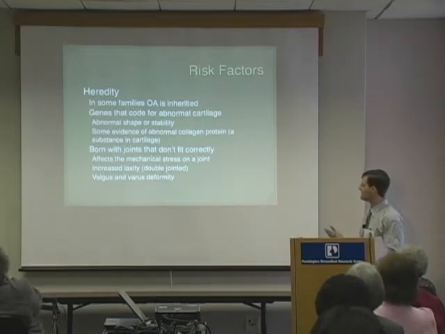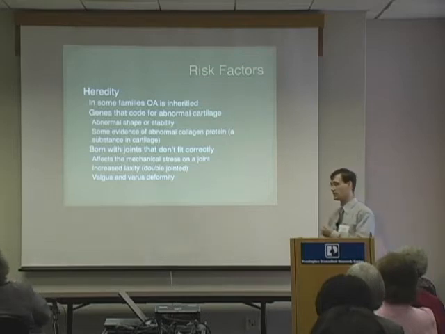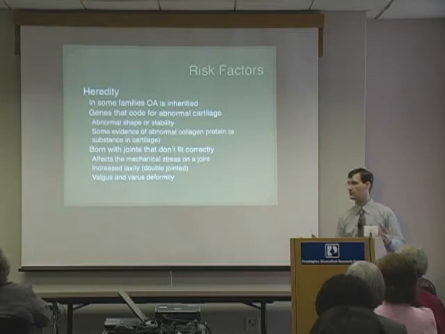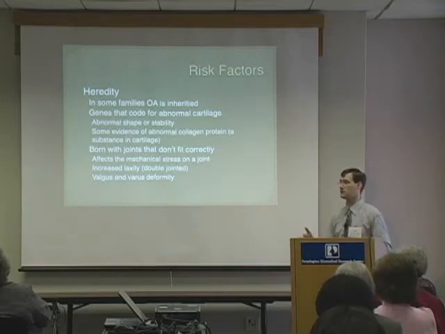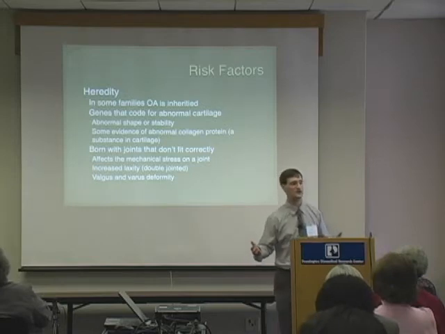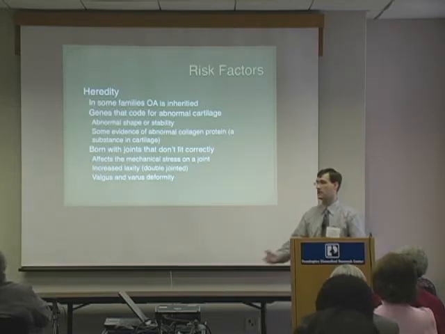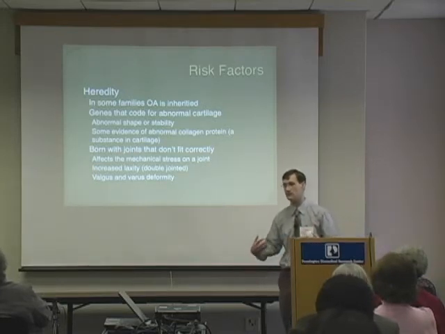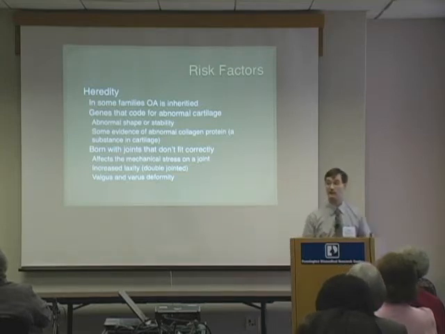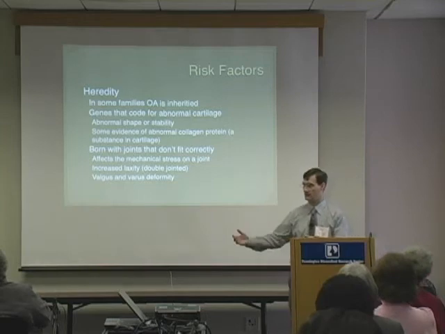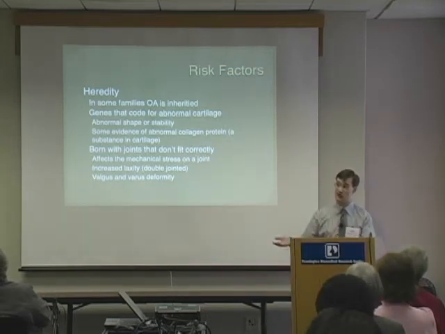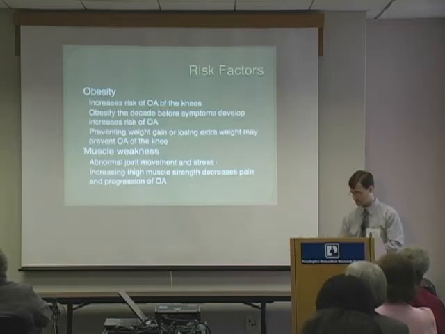Some people are born with joints that don't fit correctly, and they're at an increased risk for osteoarthritis as well. Increased laxity or double jointedness can also increase your risk for developing osteoarthritis in the future. There is a syndrome called benign hypermobility joint syndrome where all of the joints are rather lax, and you can do some interesting things with your joints. Those people are more prone to actually getting joint pain outside of osteoarthritis, and then they're more prone to getting osteoarthritis. We don't know that one causes the other, we just know that they're more at risk.